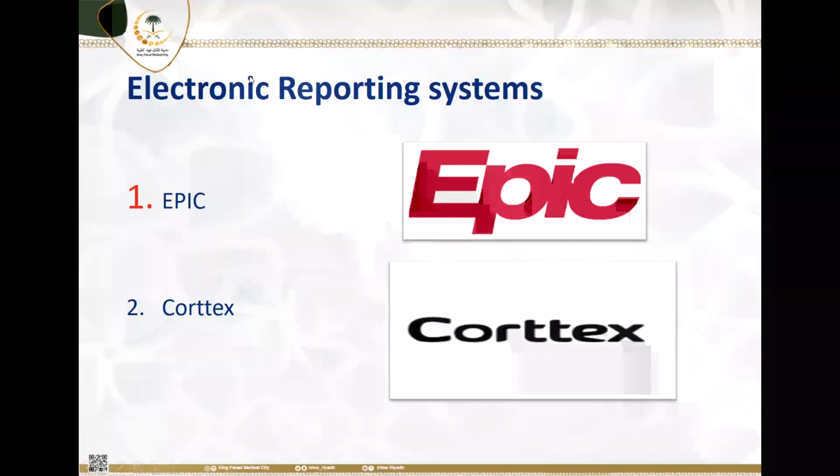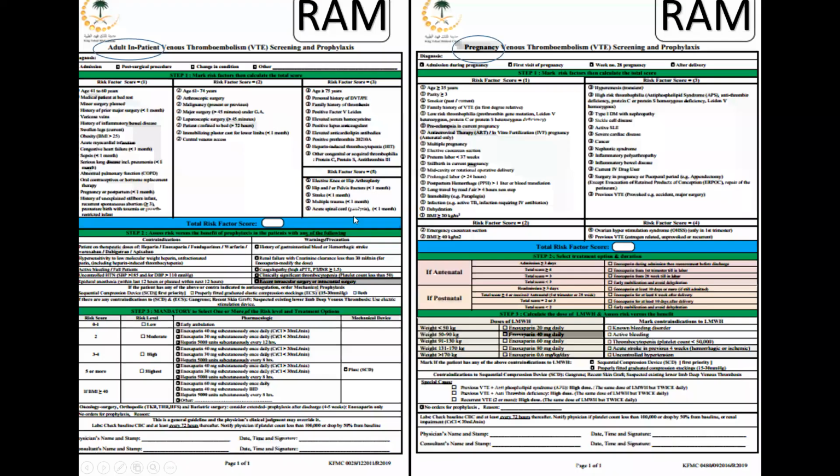Now, just to let you know, it is important: after 1 month, we will move to electronic, so you will not see the manual one. The manual one follows the same principle. You have to first risk stratify the patient or identify the risk factors.